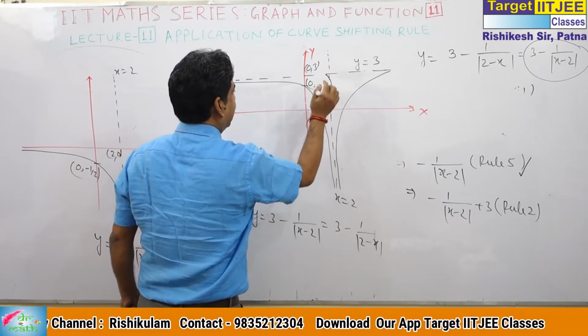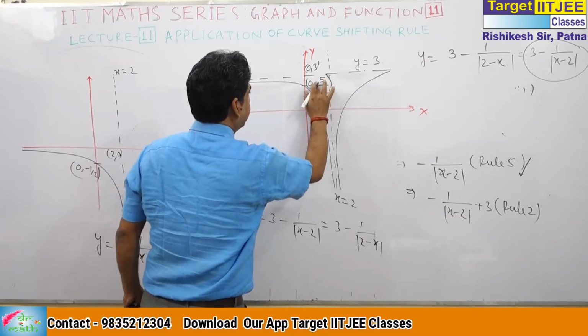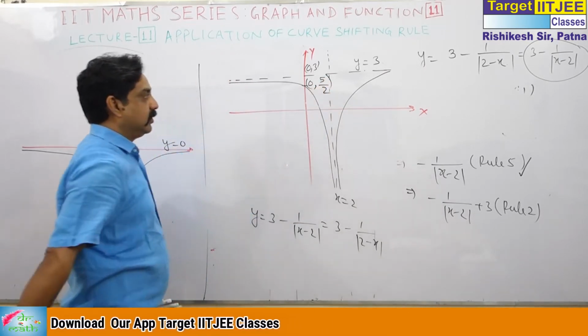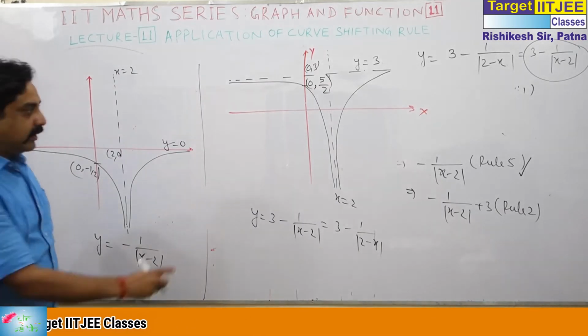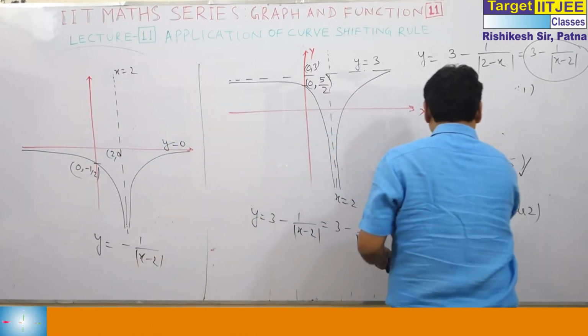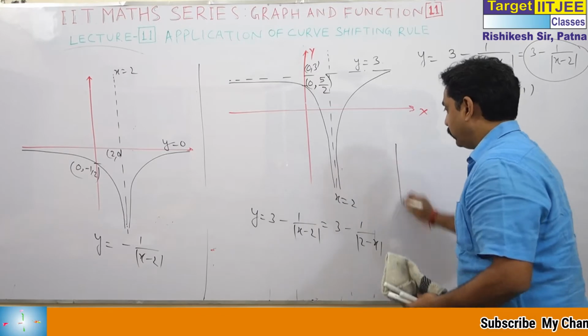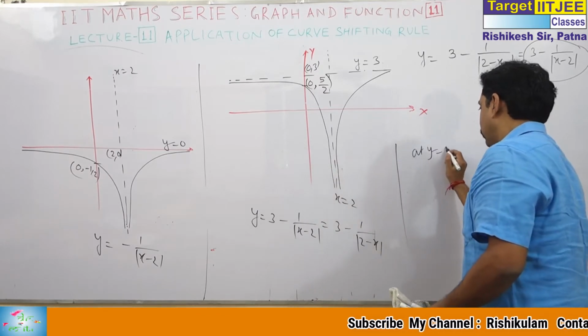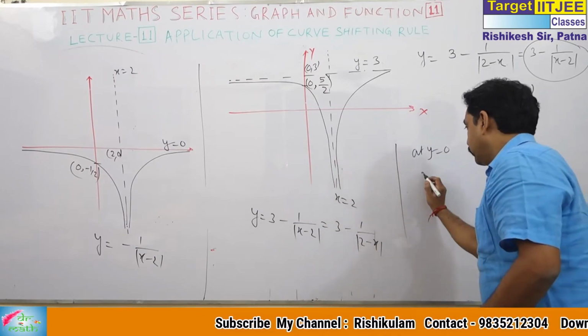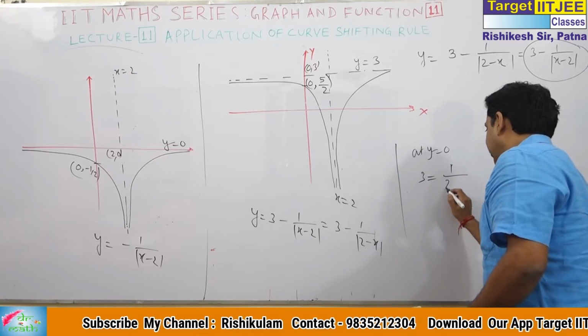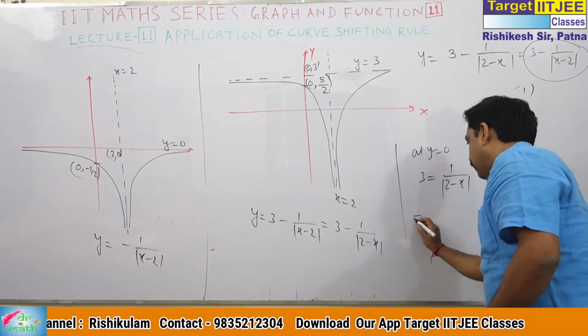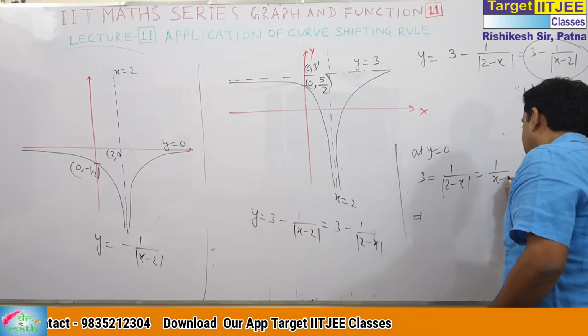Now, what are the points? This is 0, 5 by 2. I wrote it incorrectly, 0, 5 by 2. Now, what are these points? To get these points, what do we do? We put y is equal to 0. What do we get? When y is 0, 3 is equal to 1 by |x minus 2|. Both are the same.